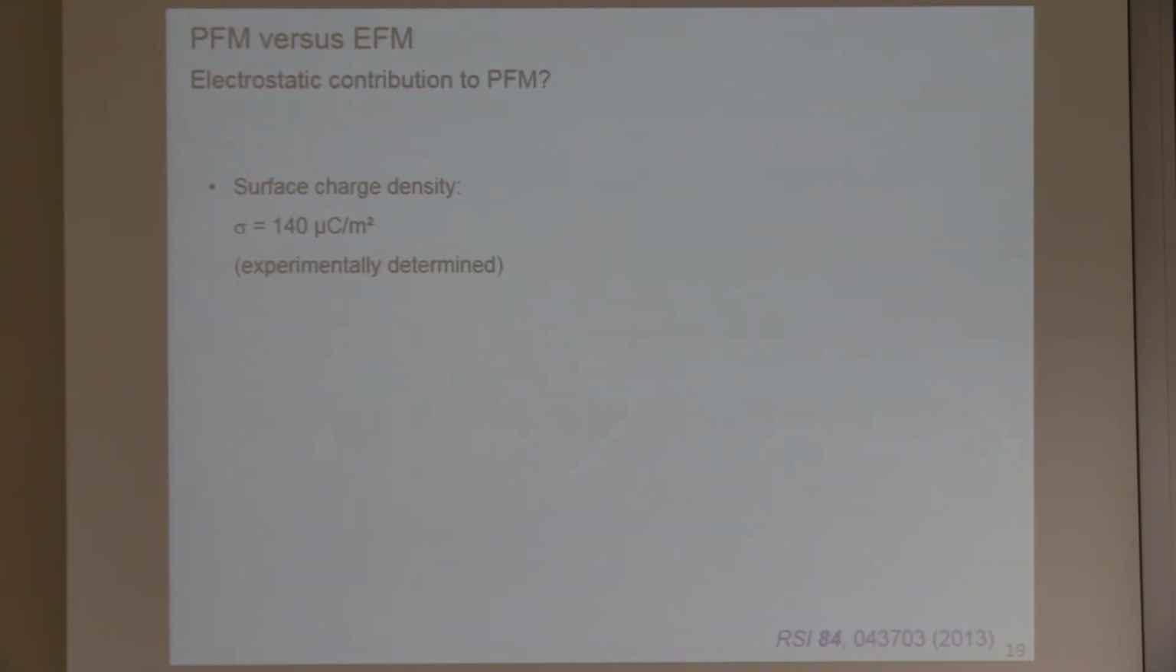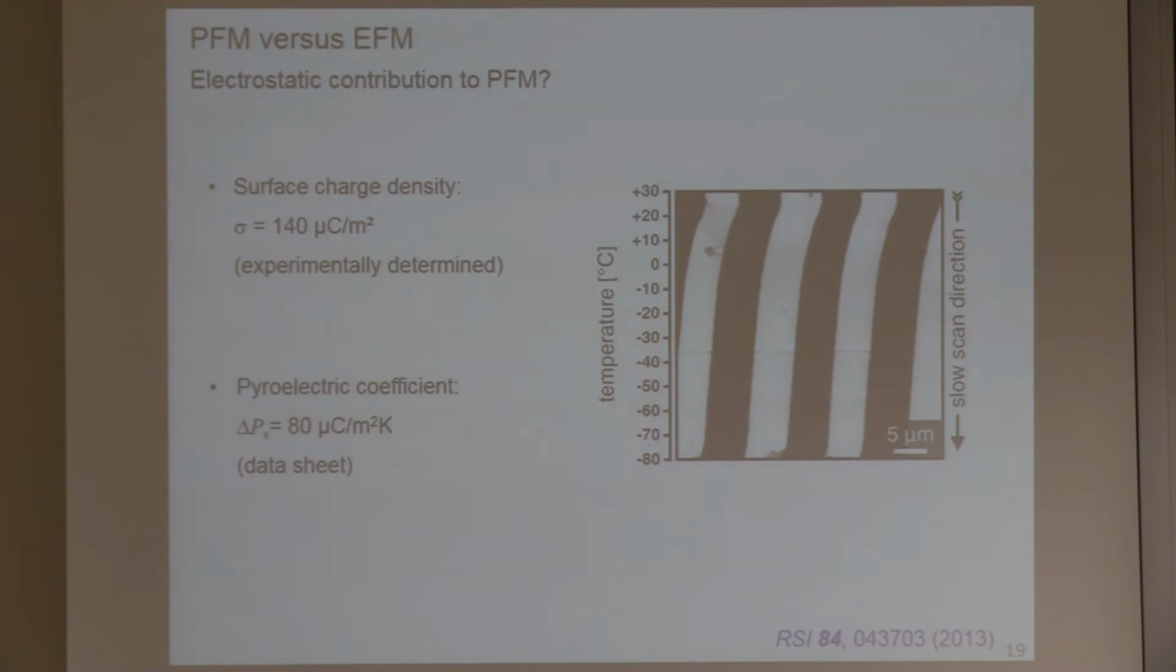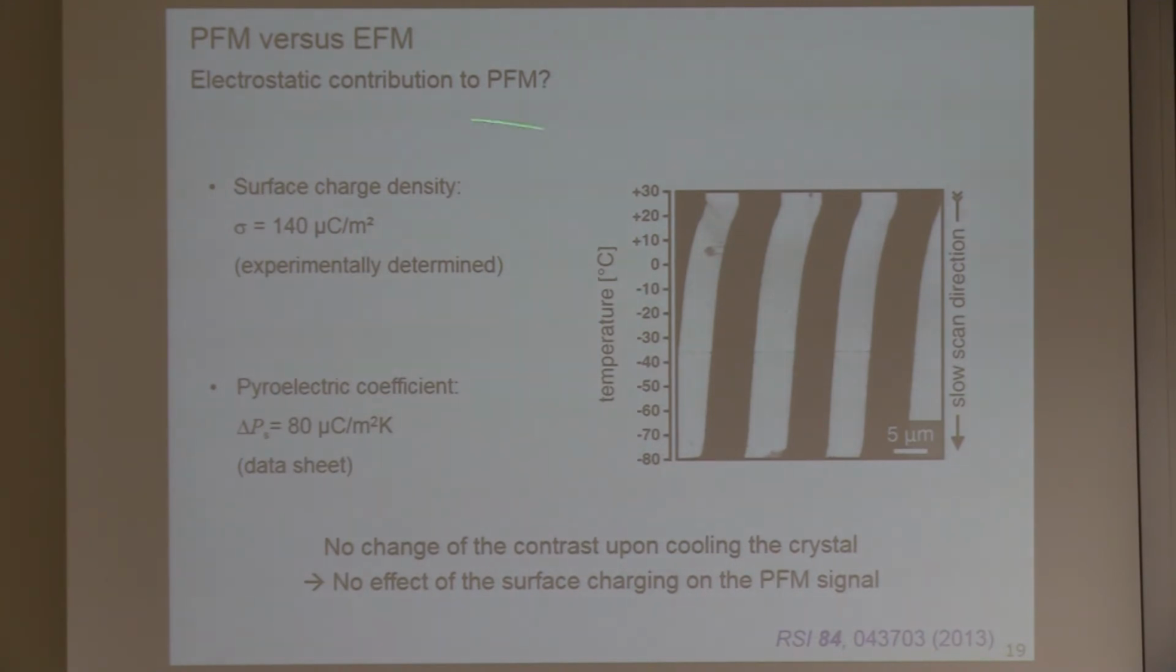It's pretty trivial. We measured the surface charge density in the material to be, in reality, 140 microcoulomb per square meter. The pyroelectric coefficient is of the same order of magnitude. So what you can do is record an image, and while recording the image, you cool down the sample. We cooled down the sample from 30 degrees centigrade to minus 80, and we scanned. This is the slow scanning direction, and while we cool down, we scan the sample. And obviously, we drastically change the surface charge density owing to the pyroelectric coefficient. However, there's no change in the contrast. So we assume that the PFM signal is not affected by any electrostatics.